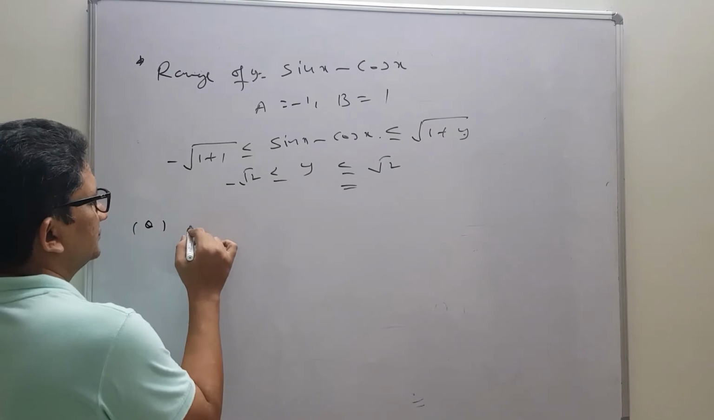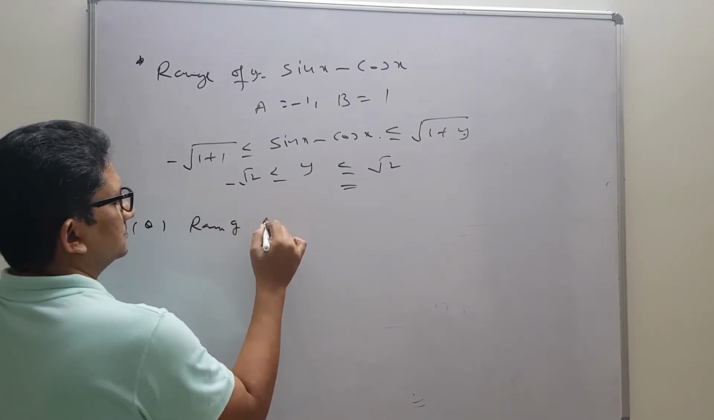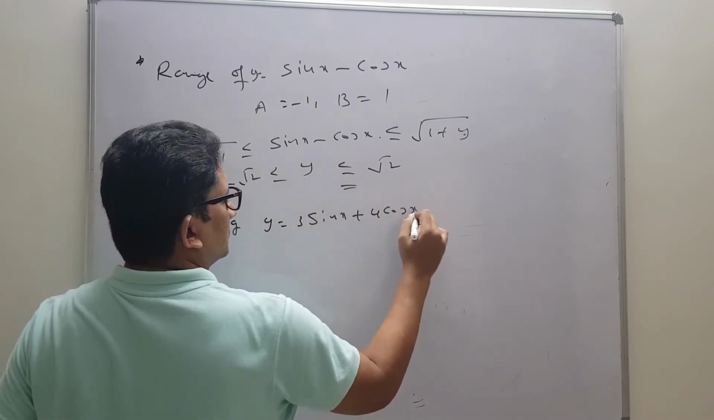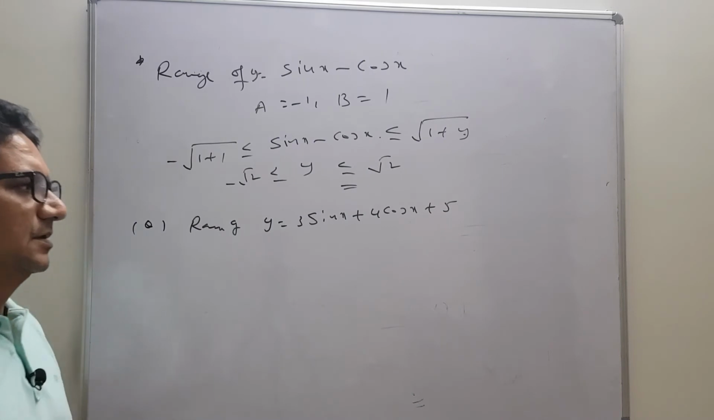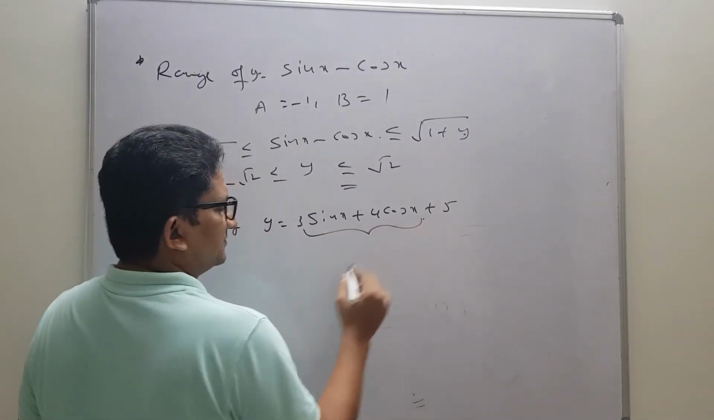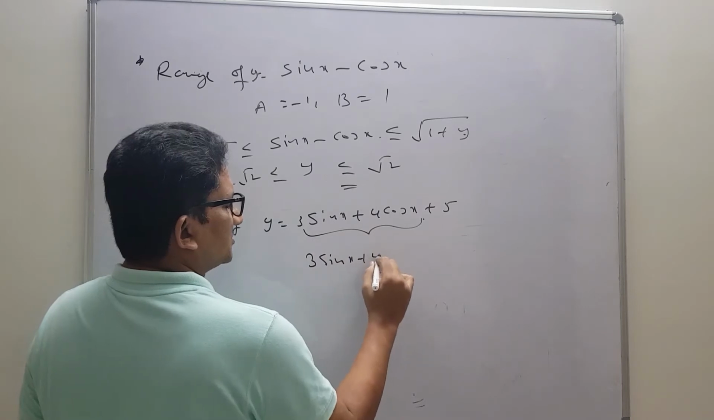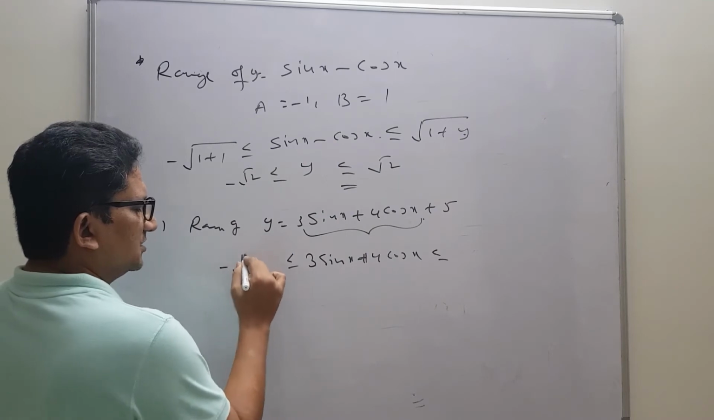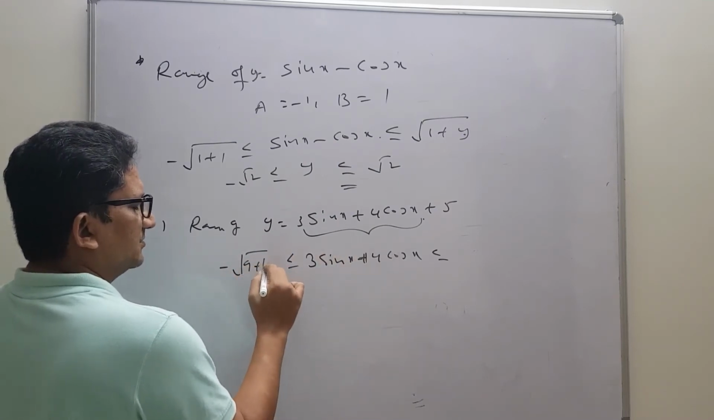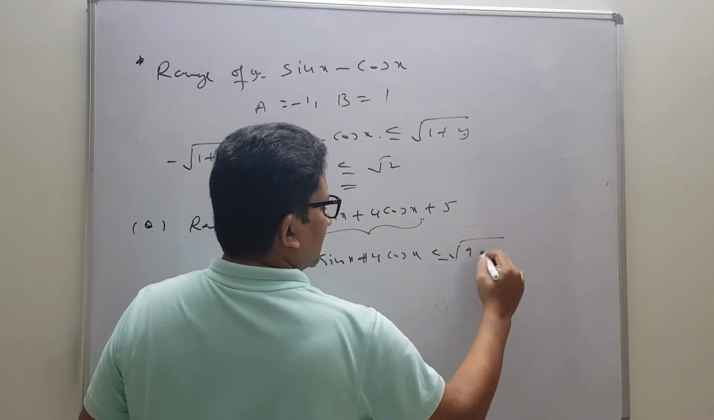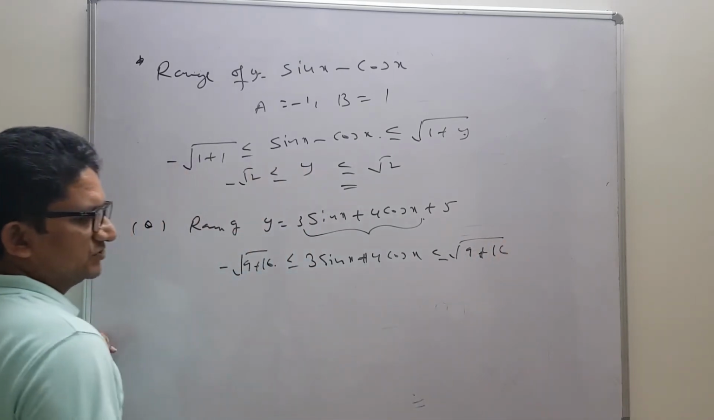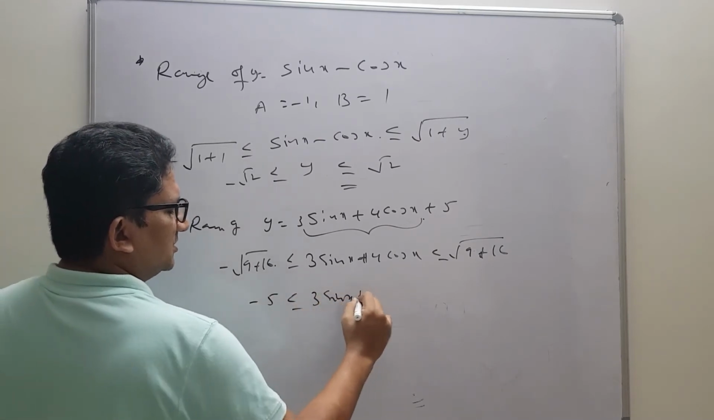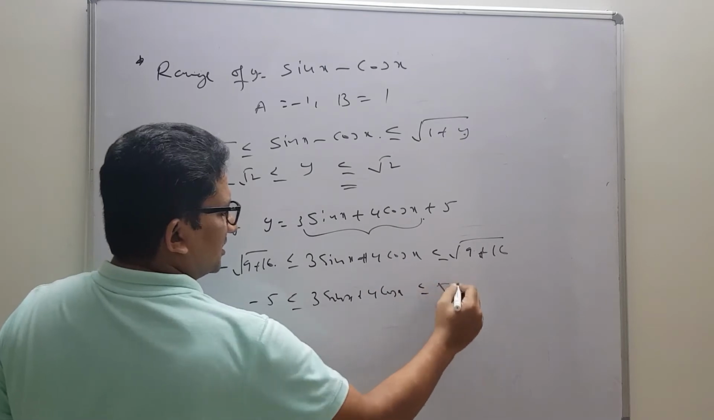Next question, range of y equals this one. Find the range of the function. First we will deal with this part, that is 3 sin x plus 4 cos x. This one lies in between minus under root a square plus b square, meaning 9 plus 16, so we get root of 9 plus 16. 9 plus 16 is 25, root 25 is 5. So we get minus 5 is less than or equal to 3 sin x plus 4 cos x is less than or equal to 5.